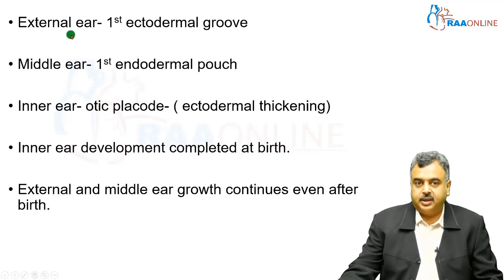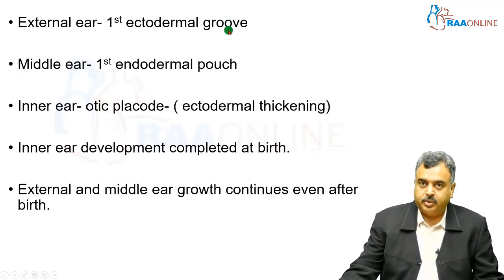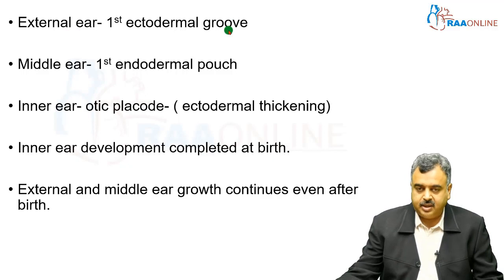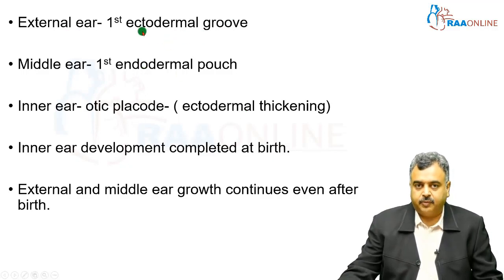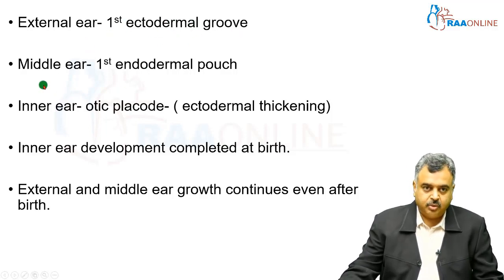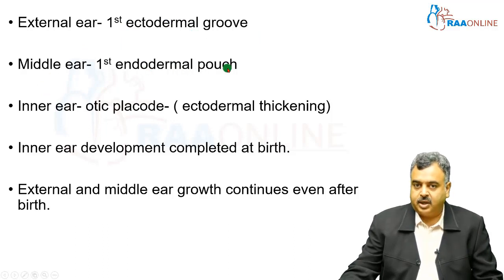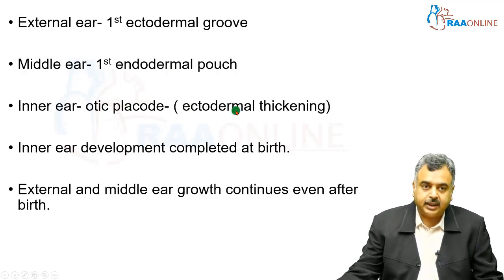The external ear develops from the first ectodermal groove. You know that as the organism develops, we have the ectoderm, endoderm and the mesoderm which develop in sync. The external ear develops from the first ectodermal groove and the middle ear from the first endodermal pouch. The inner ear develops from the otic placode, which is an ectodermal thickening.